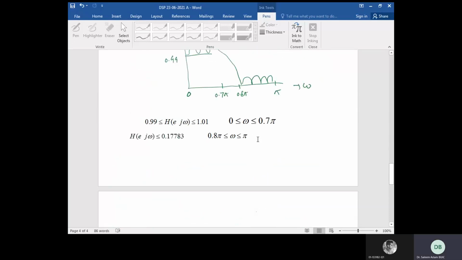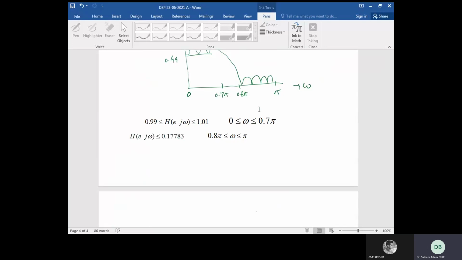Any confusion? This example number 7.1 is similar, though not the same. I think he used different values like 0.89125 to 1, and then 0.17783 in the stop band, and the values of omega pass and omega stop would also be different. Try to solve example number 7.1 at home. This example gives you an idea of how to read the requirement from a client who comes to you for the design of a low pass filter.